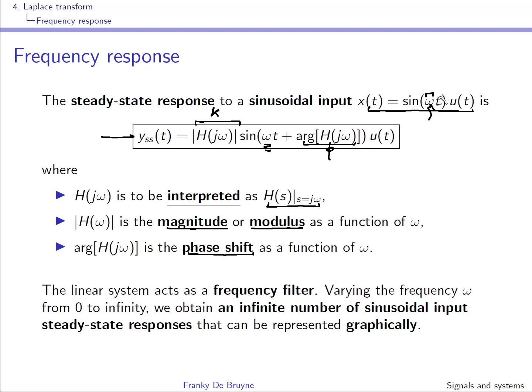So you can view a linear system as a frequency filter. If you vary the frequency, okay, from 0 to infinity, the steady state response will evolve. Okay, the attenuation, the gain will be different, and the shift will also be different, and this can be represented graphically, and in this course we'll do this mainly using a Bode diagram.